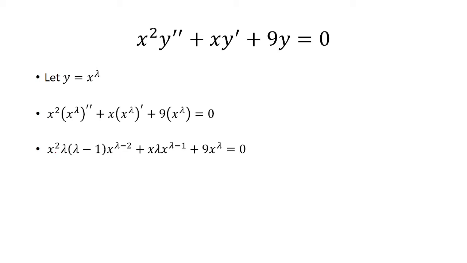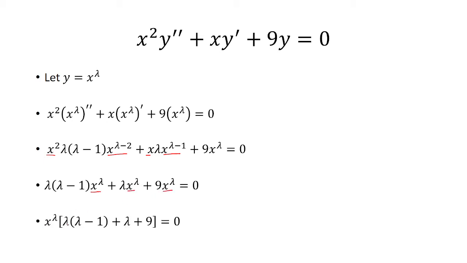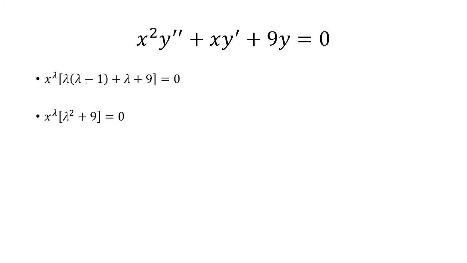And now we can simplify this. x squared times x to the lambda minus 2 becomes x to the lambda. x times x to the lambda minus 1 is x to the lambda. So notice that each of these terms has a factor of x to the lambda, so we can factor that out. And inside the bracket, we have lambda times lambda minus 1 plus lambda plus 9. So this simplifies. We have lambda squared minus lambda plus 9. The lambdas will cancel, and we're left with lambda squared plus 9.